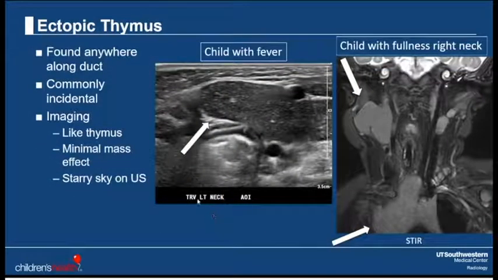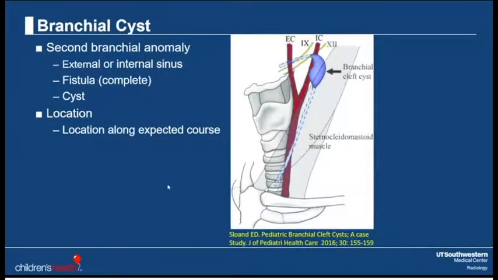Ectopic thymus can occur anywhere along the thymopharyngeal duct. It's commonly incidental. It looks like thymus. There's minimal mass effect associated. We see a typical starry sky appearance on ultrasound with these multiple echogenic foci. On MRI, we're looking for its isointense signal to normal thymus. And MRI shows this ectopic thymus within the more lateral neck, which again is isointense to normal thymus within the anterior mediastinum.